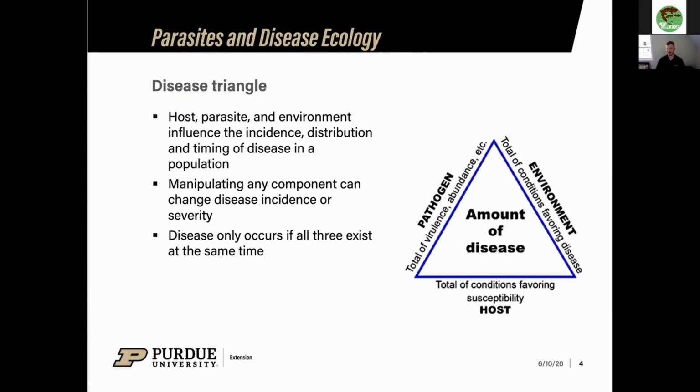I'll give you an example of this. Let's say an environmental challenge comes in, say it's a contaminant, and that contaminant increases the susceptibility of a host to a pathogen. That can increase disease risk for that overall host and the population as a whole. So again, the disease triangle is really trying to bring together these three aspects to understand disease dynamics in nature.